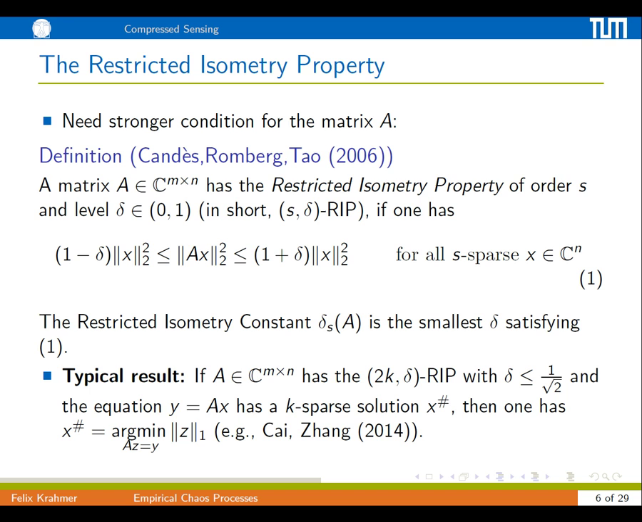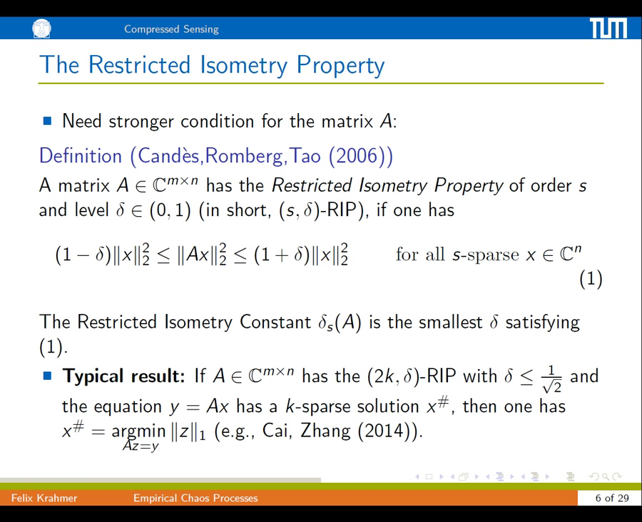And once I define this, I want to quantify how good the conditioning is, and that's done by this constant delta, which I obviously want to choose as small as possible, because that gets me closer to being optimally conditioned. That's the restricted isometry constant delta. So this will be key to the talk that follows. So is that idea clear?